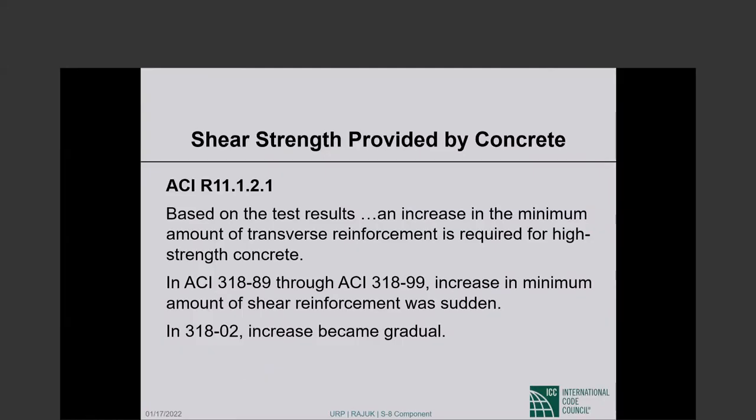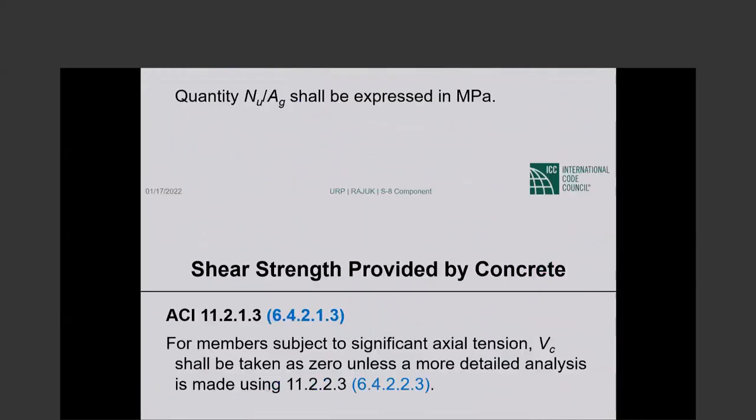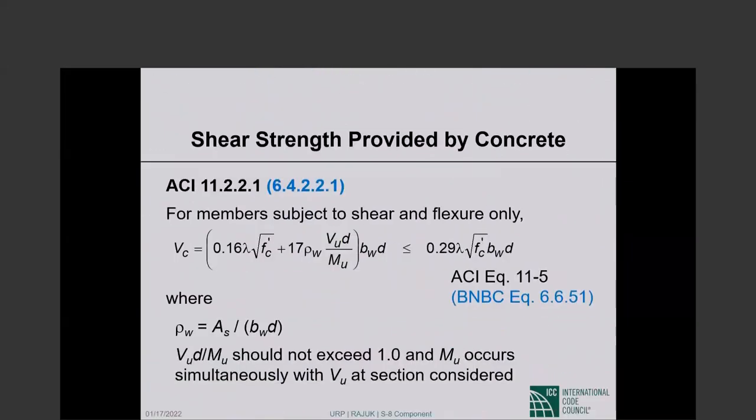Okay, before we go there, this is okay. So based on the test results, an increase in the minimum amount of transverse reinforcement is required for high strength concrete. In ACI 318-89 through 99, the increase in minimum amount of shear reinforcement was sudden. In 318-02, the increase became gradual. Okay, let me go there. I'll come back. I have a figure.